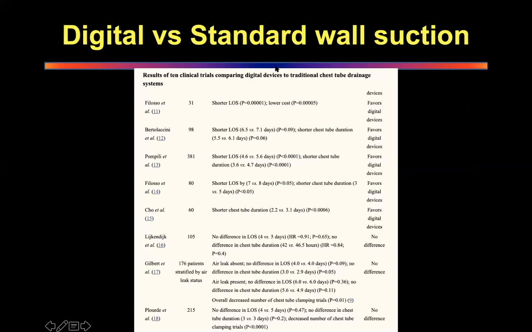So there are a lot of trials. Look at the number of trials. This is the paper of digital versus standard wall suction. That's the other new topic, the hot topic in the exam that gets discussed. And if you look at this collection of papers, almost all of them, the recent ones with a decent number of patients, are actually favoring digital suction over standard wall suction. There are a lot of problems with the wall suction because it's not standard available.